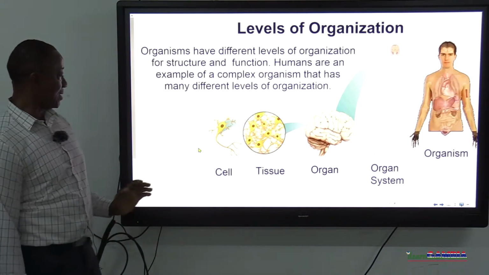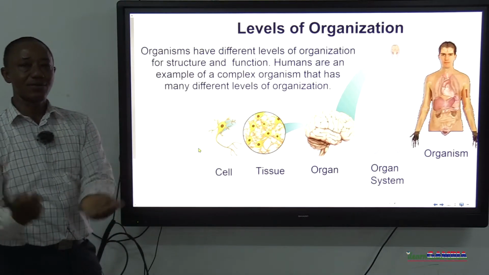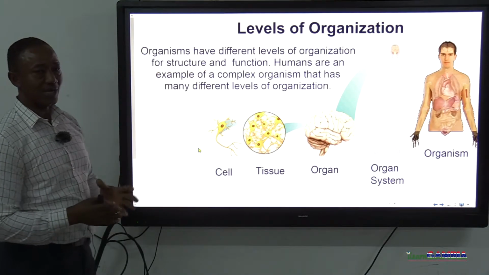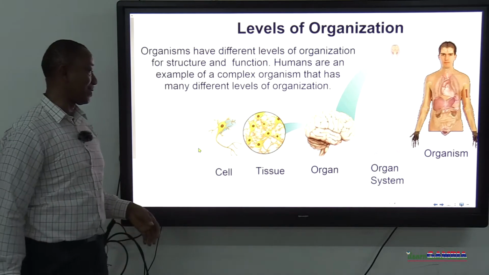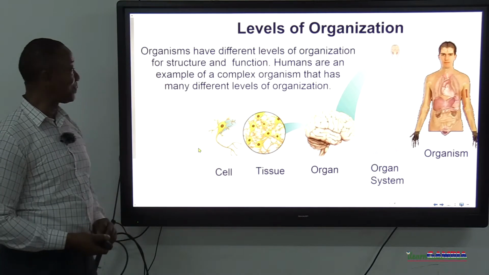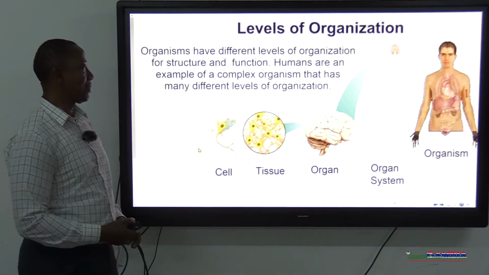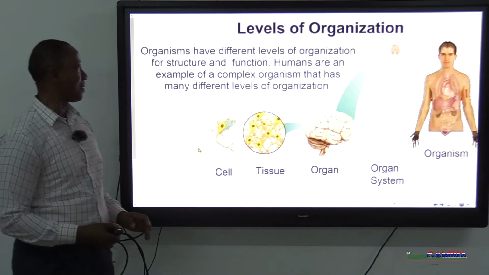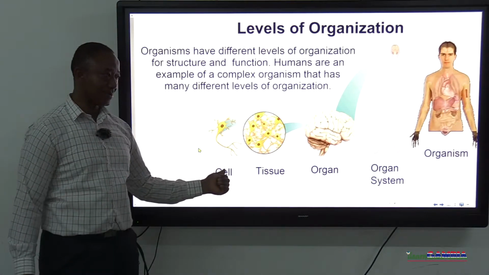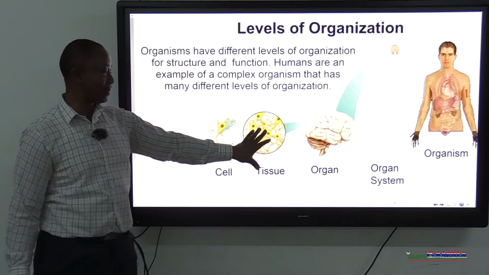But then, like we're trying to say, we want to look at cells. So there are levels of organization in this organism. Organisms have different levels of organization for structure and function. Now, humans are an example of a complex organism that has many different levels of organization. Let us look at it. We start from cells. So, for example, the nerve cells make up the nervous tissue.